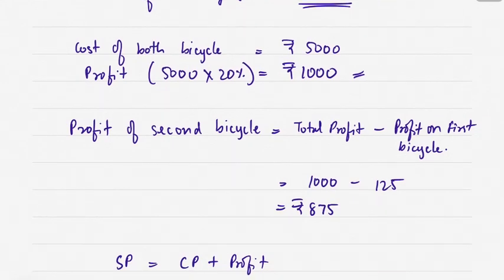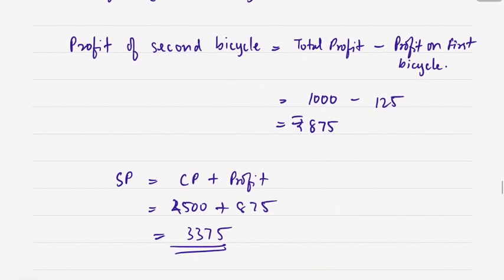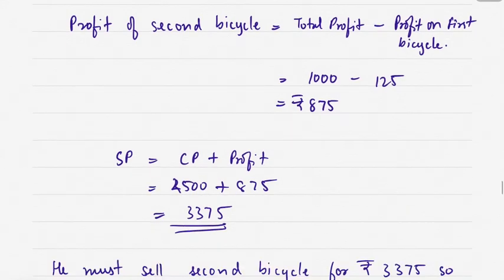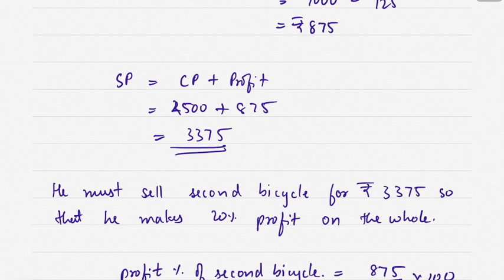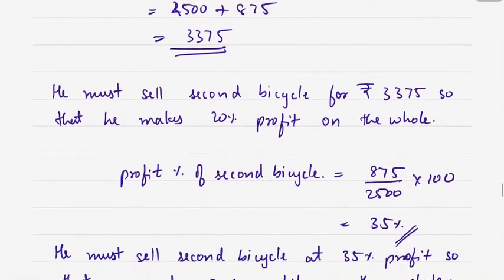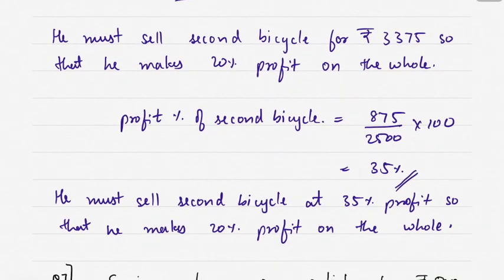So the remaining profit he has to earn from the second bicycle. So from the second bicycle he can earn 1000 minus 125, 875. Therefore the selling price would be 2500 plus 875, which is 3375. So he has to sell the second bicycle for 3375 so that he makes 20% profit. So that means the profit percentage on the second bicycle is 35%, which is 875 divided by 2500 into 100. So he must sell the second bicycle at 35% profit so that he makes 20% profit on the whole.